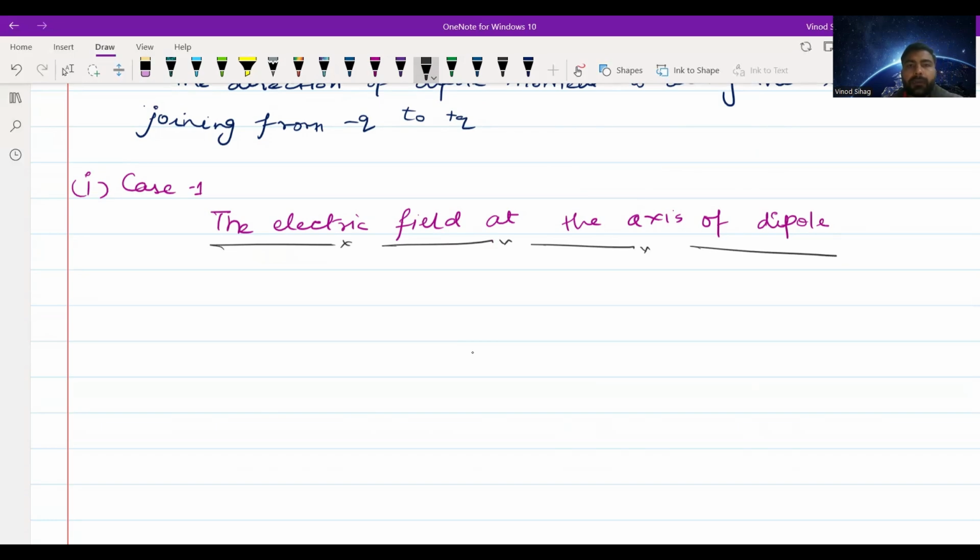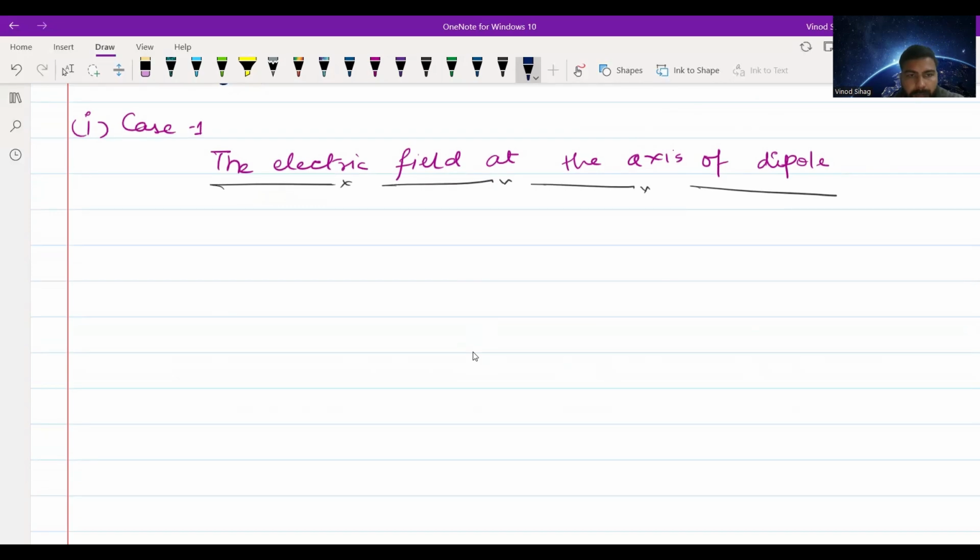Okay, let us draw the diagram which supports our case. So the first point that we are going to take is the positive charge. Now here we are going to take a negative charge. So here it is negative charge and here it is positive charge. Now we are going to draw an axis which is passing through the line joining these points.